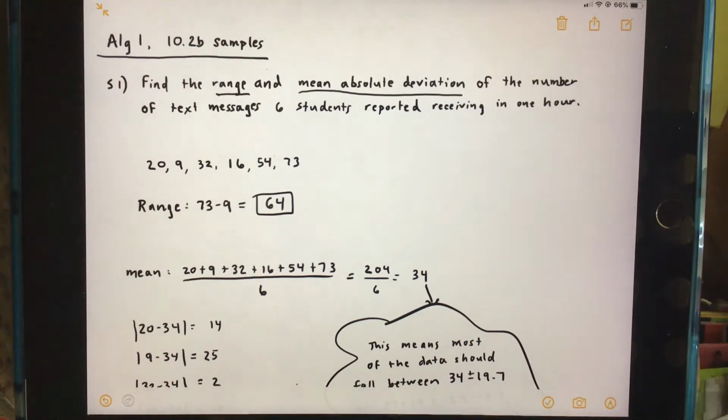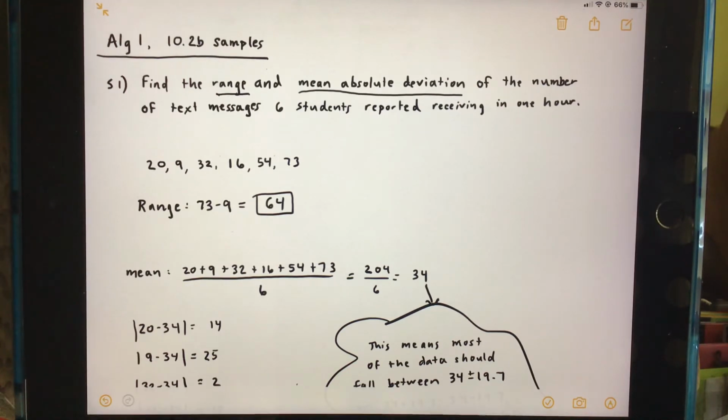So first, finding the range, that's the easier of the two measures of dispersion that we are looking at. How far are those values apart? So the top number, 73, that's a lot of text messages in 1 hour. And then the lowest number was 9. So we're going to find the difference between the highest and the lowest numbers in our data set. So 73 minus 9 is 64. So the smallest and the largest number of text messages received in 1 hour is 64. They're spread apart by 64 text messages.